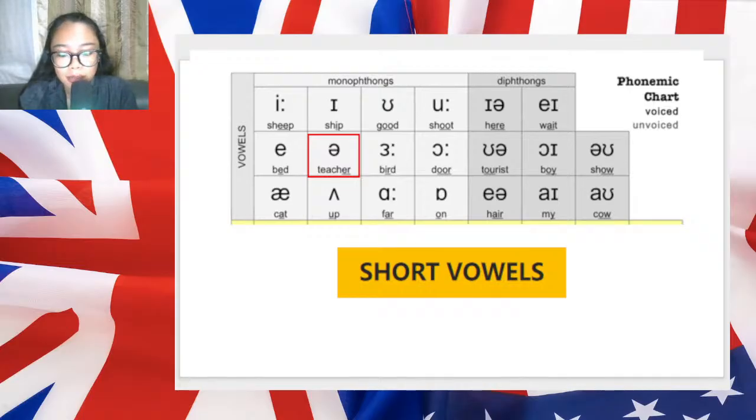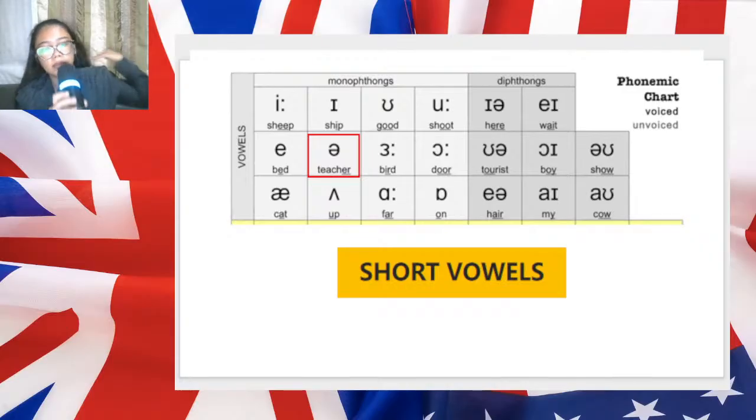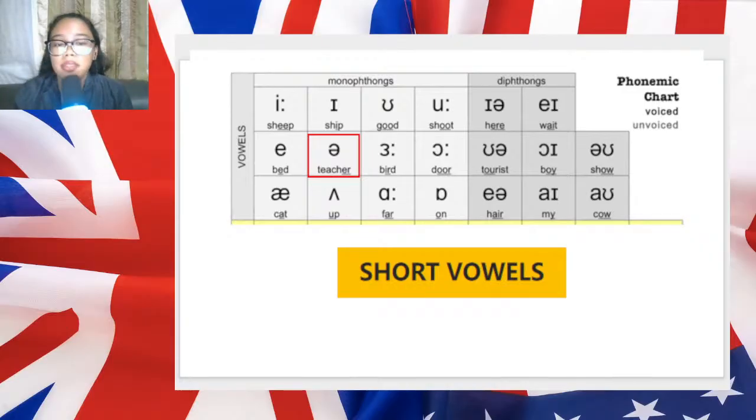Now, this is what we call a schwa sound. Okay? Again, this is a schwa sound, and its symbol is an upside down E. So this is possibly the most common vowel sound in English. It's called the schwa sound, as I've mentioned, and it almost always appears in unstressed syllables. You hear it in words like teacher, lemon, about, okay?